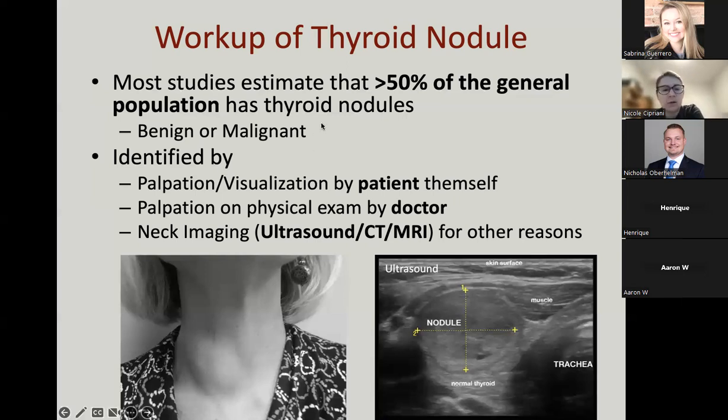Cool. So thyroid nodules. Most population-based studies estimate that over half of the general population has thyroid nodules. Super common, mostly benign, but on occasion malignant, and on occasion can be quite aggressive. Of course, these can be identified by palpation or visualization by the actual patient, or by physical examination by a doctor.